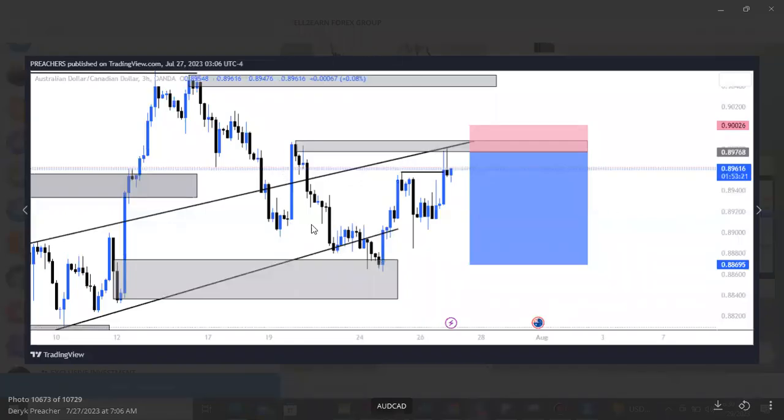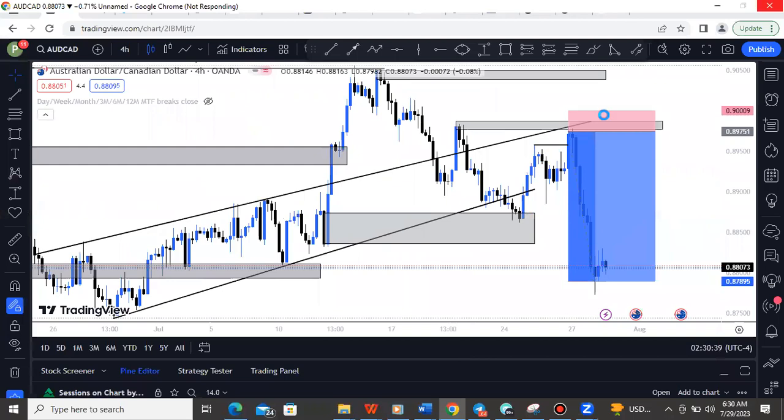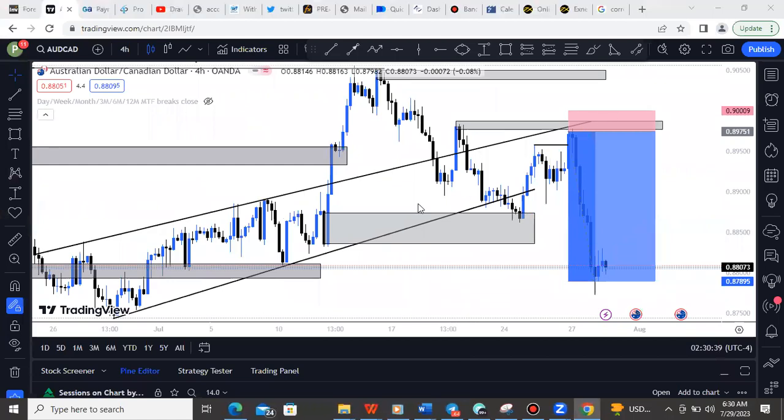This is our AUDCAD. This is our setup. We anticipated the market or price to get to this zone and then fall. And as you can see, exactly, it did fall from that zone. So I want to take you through how I am able to analyze this market, or how I went about this.